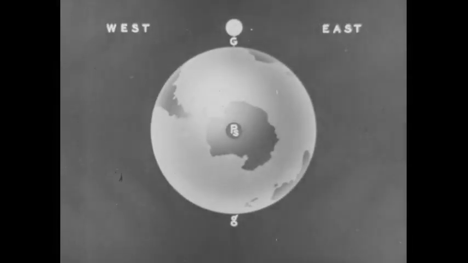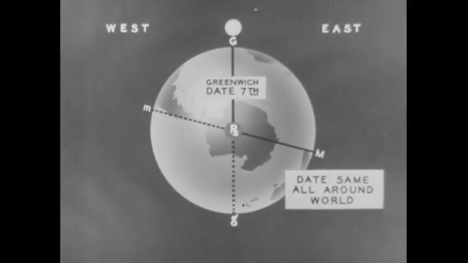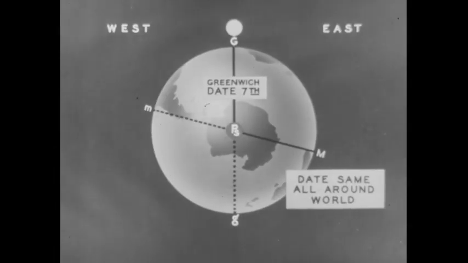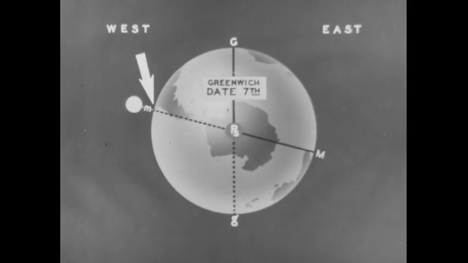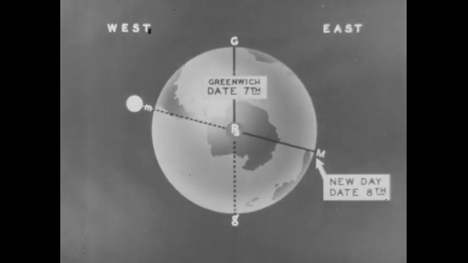To illustrate this same matter of dates in another way, let us view the Earth from the South Pole. Commencing with the sun on the Greenwich meridian, we know that it is noon there, and the date is the same all around the Earth. We will assume that the date is the 7th. As the sun moves around the Earth, it transits the lower branch of the meridian, capital M, small m. As it transits at small m, the date changes and a new day begins at capital M.